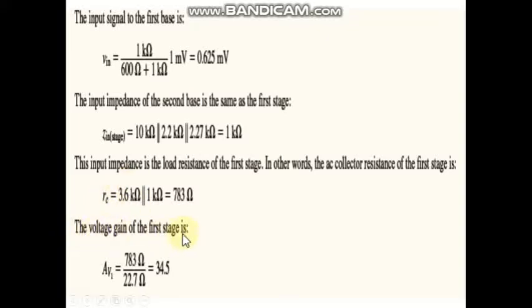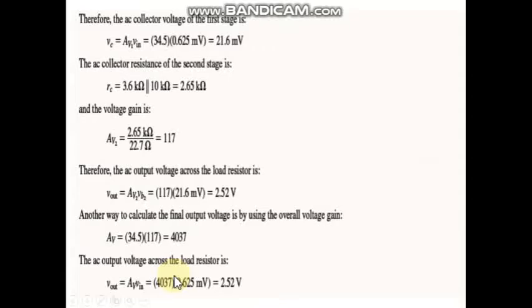The voltage gain of the first stage will be this RC upon RE dash, which is equal to 34.5. Therefore, the AC voltage of the first stage is VC, equal to AV voltage gain into V input. So if your V input is this and voltage gain is 34.5, you will get the VC as 21.6 millivolt.